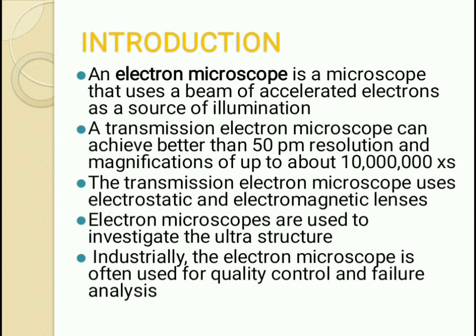Now the transmission electron microscope uses electrostatic and electromagnetic lenses. These lenses direct the movement of the electrons and focus them on the specimen. That is the use of those lenses. Electron microscopes are used to image the ultrastructure of materials. Generally in industry they are used to find out failures in specimens or components, or they can be used by a quality control department.